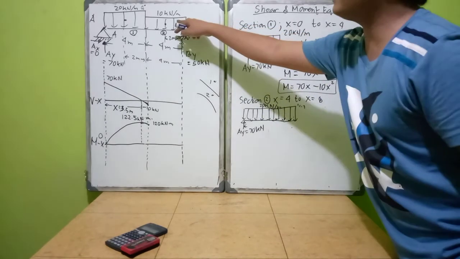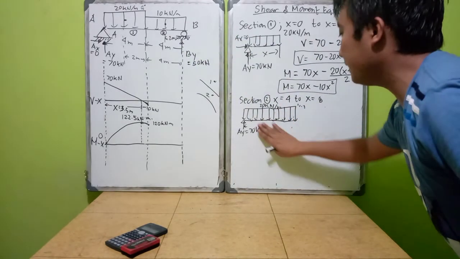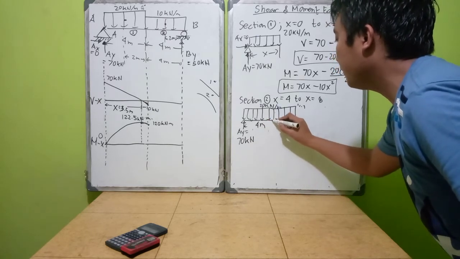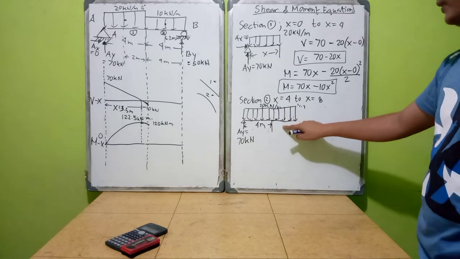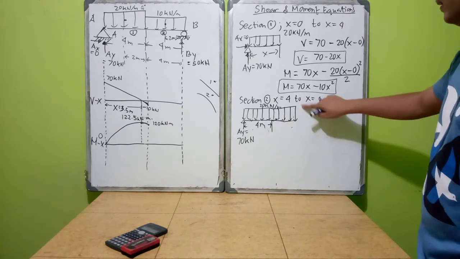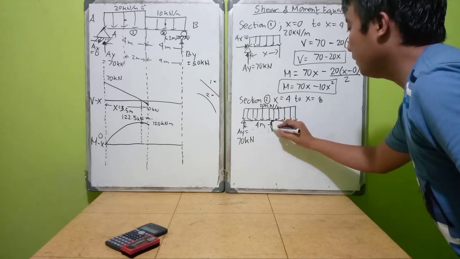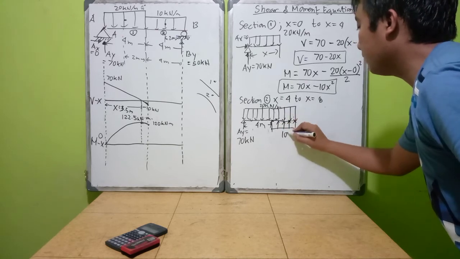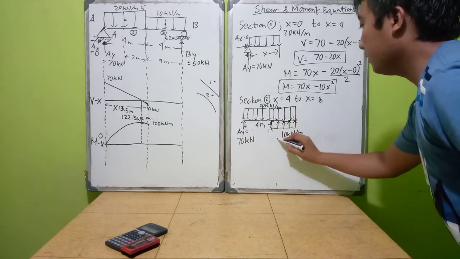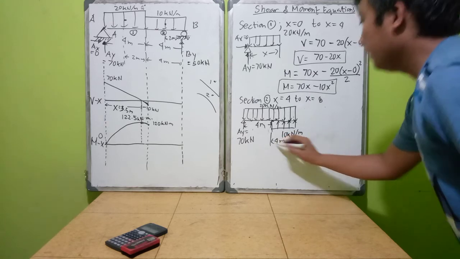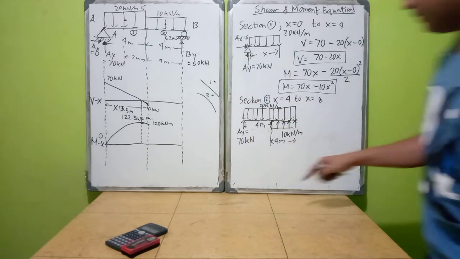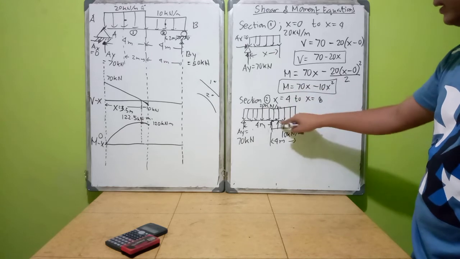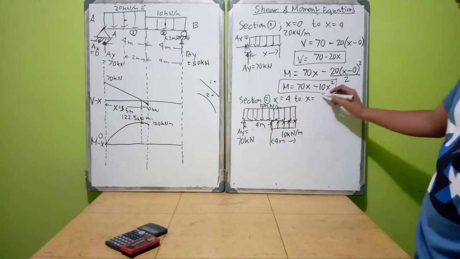But somehow, because this is supposed to be in this area, at this portion, it should be 10 kilonewton. So we do an imaginary 10 kilonewton upward distributed load, which is also 4 meters in length, which will be equivalent to this one. Since this is 20 kilonewton, this is supposed to be 10 kilonewton per meter downward at this portion from X equals 4 to X is equal to 8.